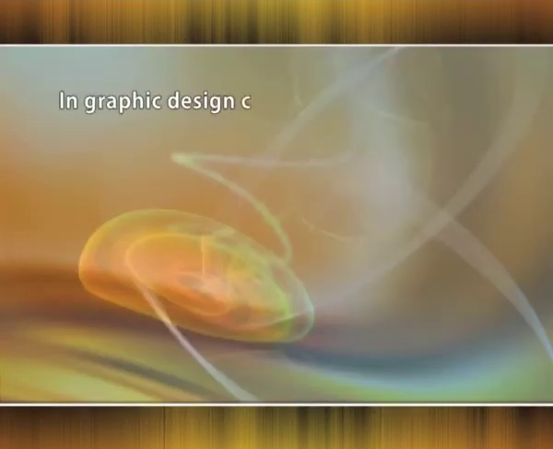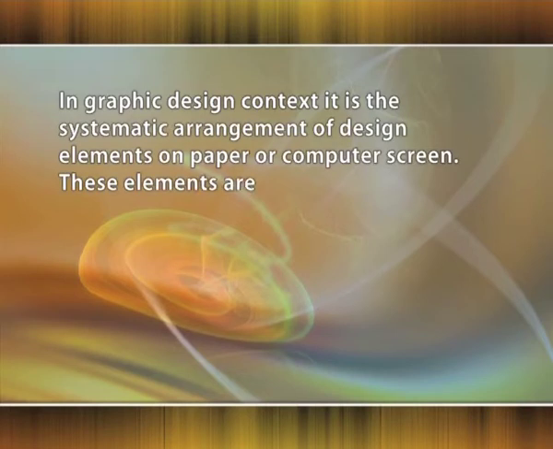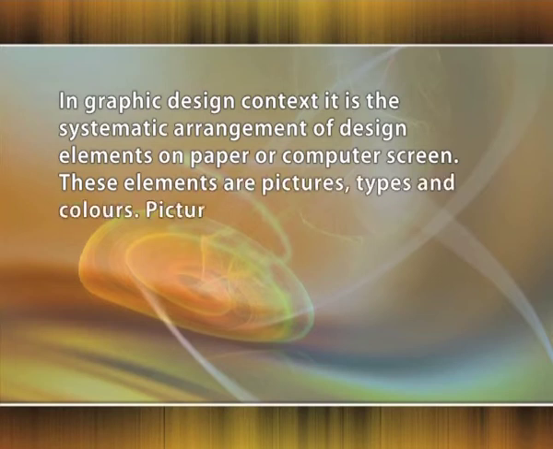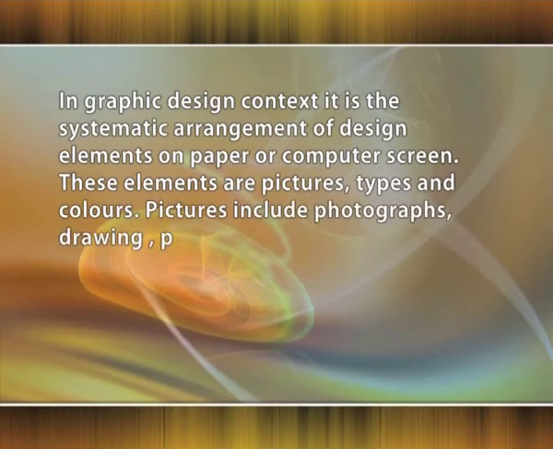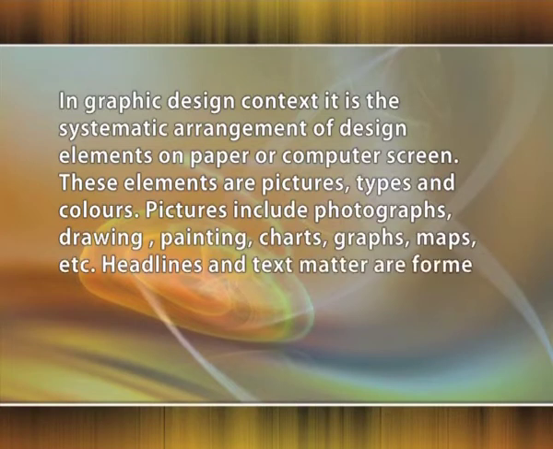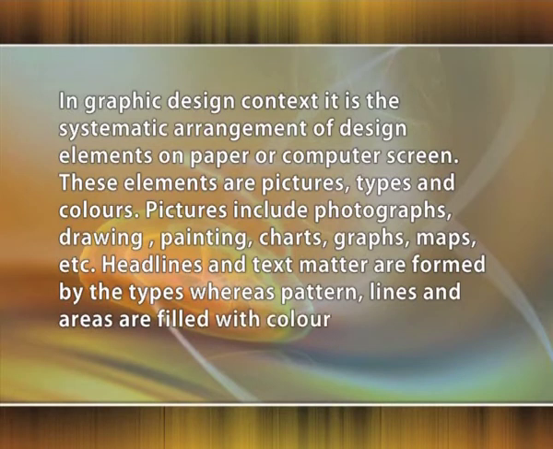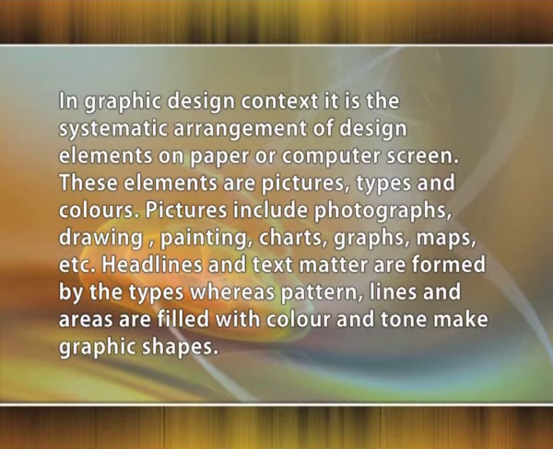In graphic design context, it is the systematic arrangement of design elements on paper or computer screen. These elements are pictures, types and colors. Pictures include photographs, drawing, painting, charts, graphs, maps, etc. Headlines and text matter are formed by the types, whereas pattern, lines and areas filled with color and tone make graphic shapes. The main purpose of this exercise is to lay them out in a pleasing functional order.